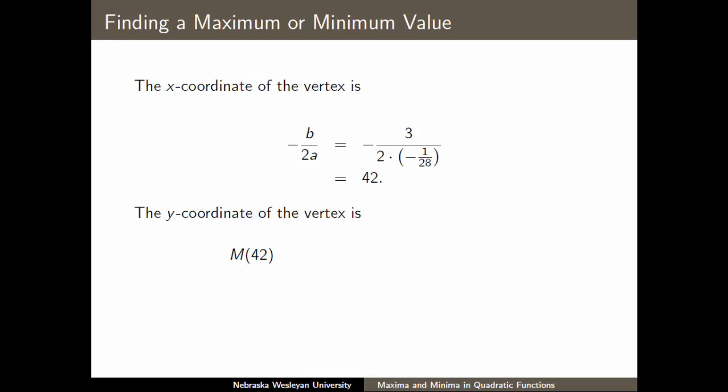Since I know the x-coordinate of the vertex is 42, then to determine the y-coordinate, I can simply plug it into the function. The gas mileage I obtain by traveling at 42 miles per hour is given by substituting 42 for s in that equation, and it becomes 32 miles per gallon.